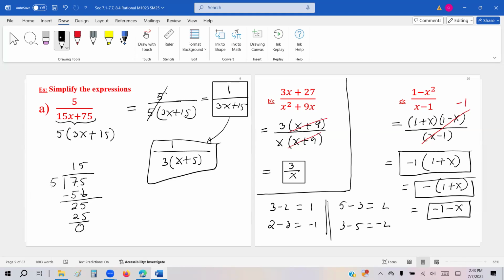But if it was 1 plus x and x plus 1, for addition, it doesn't matter. We can cancel them. They're the same, because 1 plus 1 is 2. If you reverse the position, 1 plus 1 is still 2, the same number. So with subtraction, if they reverse their position, you can cancel with a negative 1.